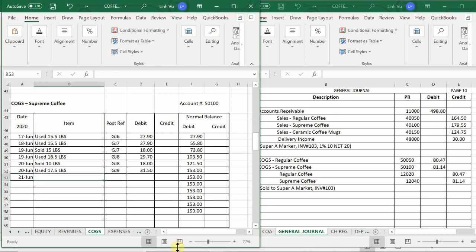How many pounds of the Supreme coffee did I sell? 45. Right, 81.14. Grand total of 234.14. 234.14. Excellent.